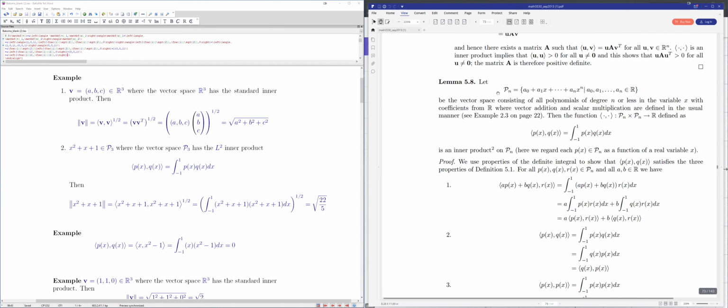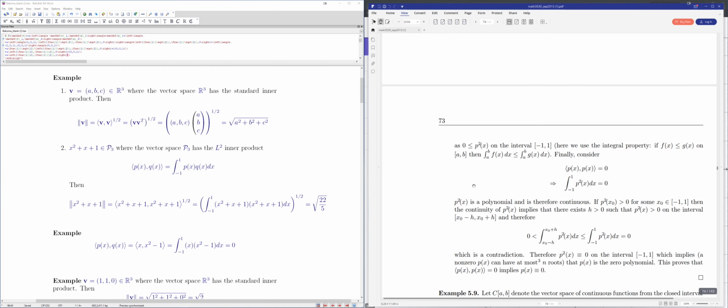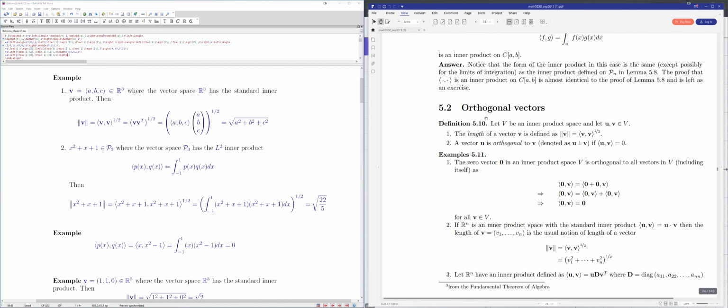And we saw for polynomials of degree at most n that we can define an inner product via integration. Here the vector elements in Pn are polynomials, and for the inner product of two polynomials, you multiply them and integrate between -1 and 1. This is sometimes called the L2 inner product on Pn. So we saw some examples of inner products, and let's continue.